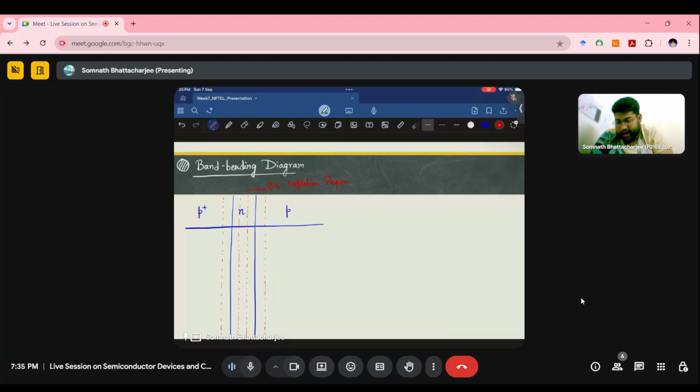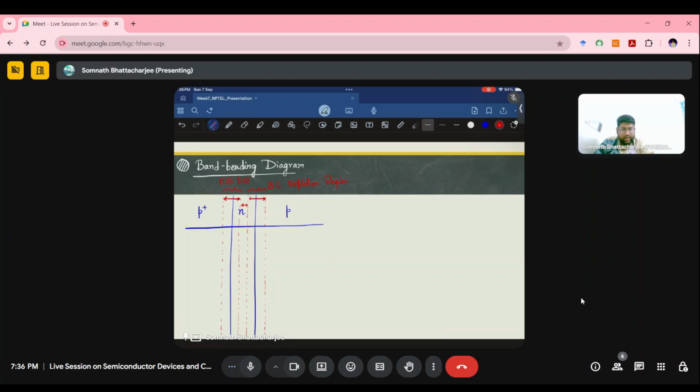So I was telling that this is called the base collector depletion region, and this region is called the emitter base depletion region. So this is also a depletion region, and this is also a depletion region as well. So the effective width of the base is right now this.